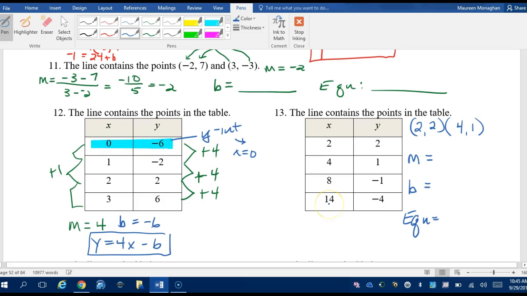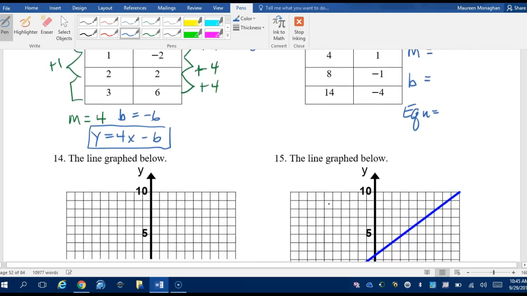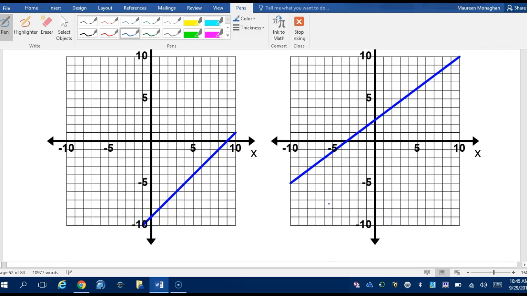So far we got 11 and 13. Okay, last 2. I'm going to look at this. I want my slope, and I want my y-intercept. Well, the y-intercept is -9. The slope looks like it's 1. y = x - 9. Look at how easy that is.